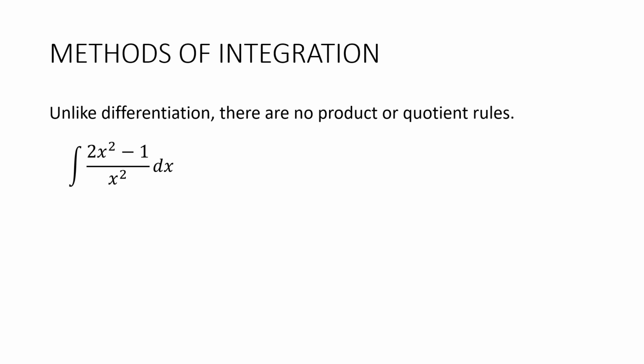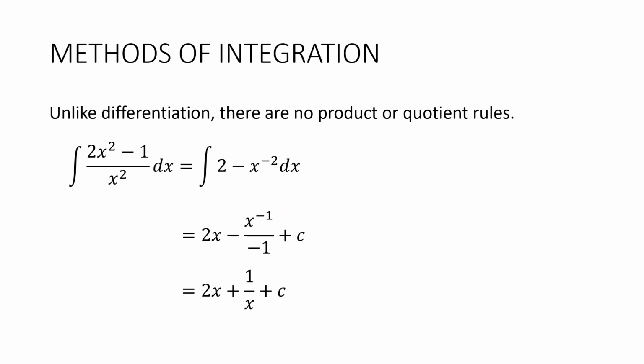If you have a quotient and it's a top-heavy fraction like this one, you can split it into two terms. So we can say this is 2x squared on x squared, take away 1 on x squared, and then we can integrate term by term. Have a look here. Same rule applies. We're going to raise that power by 1, divide by the new power, and then tidying it up, 2x plus 1 on x plus c.